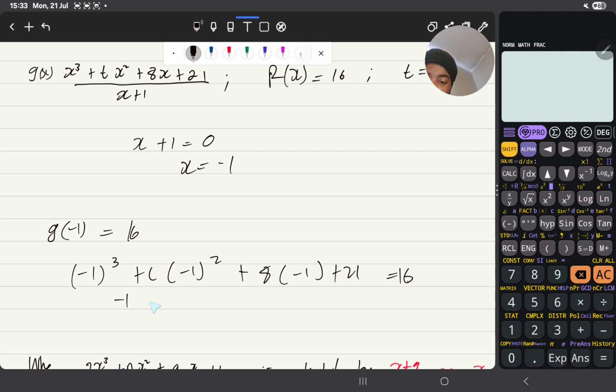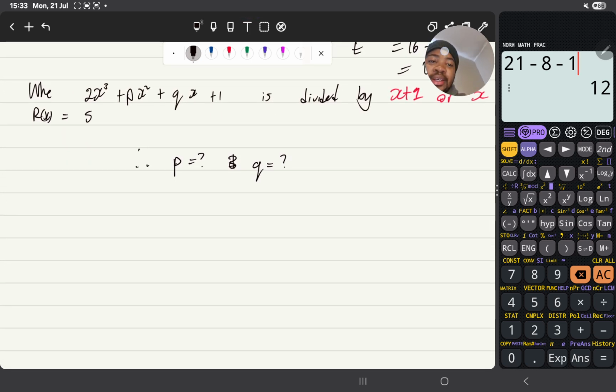And then this is minus 1, plus t, minus 8 plus 21, equals 16. So you have t, and then you have 21 minus 8 minus 1. So 21 minus 8 minus 1 is 12. Therefore you have 16 minus 12, and then 4 is t. That was the idea there.